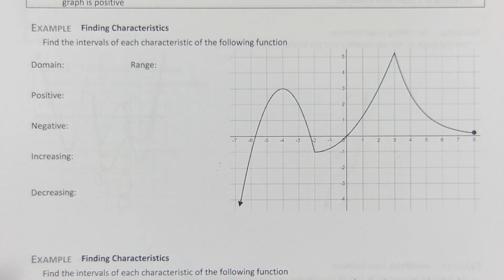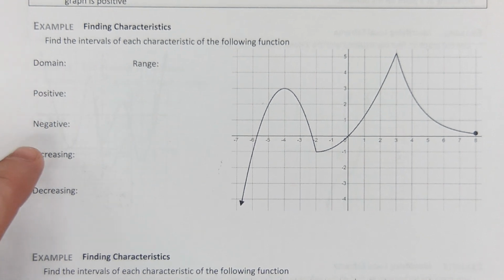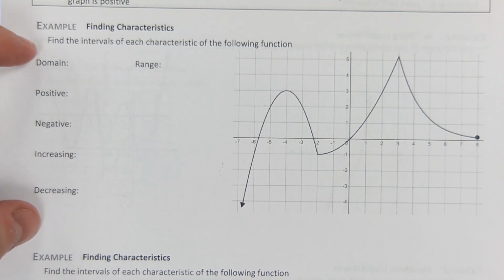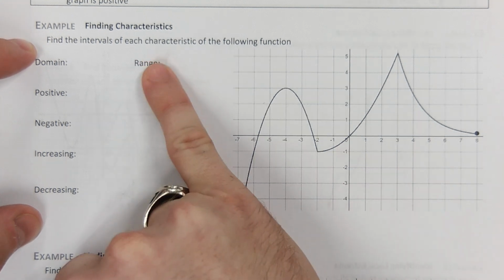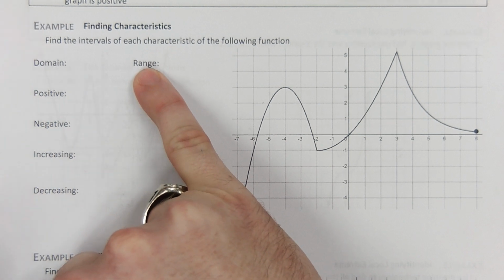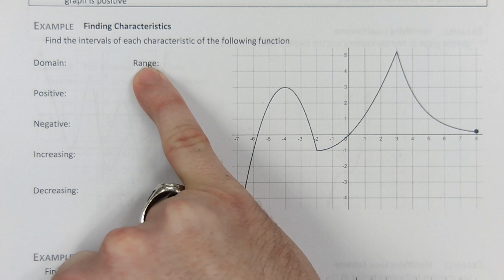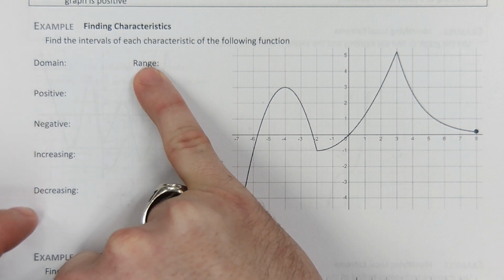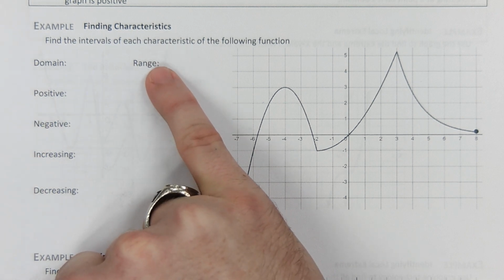And by the way, domain, positive, negative, increasing, decreasing, these all describe where our graph has certain behaviors. So all 5 of these will use an x interval. The range is the only one that uses a y interval, the only one that uses the y values. So for all of the other ones, we will mention nothing but x's. This one, we'll mention the y's.